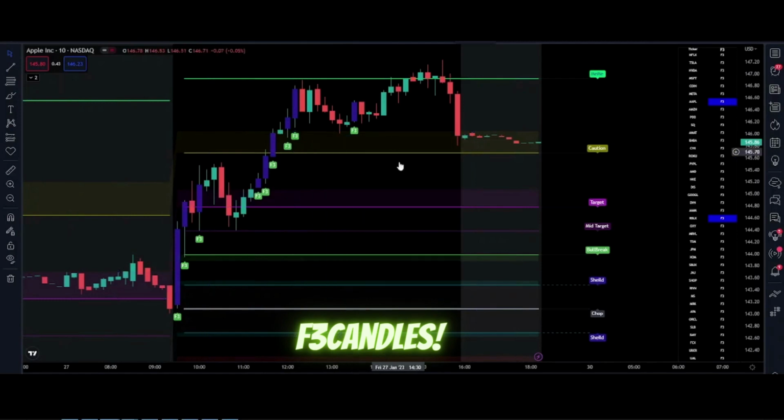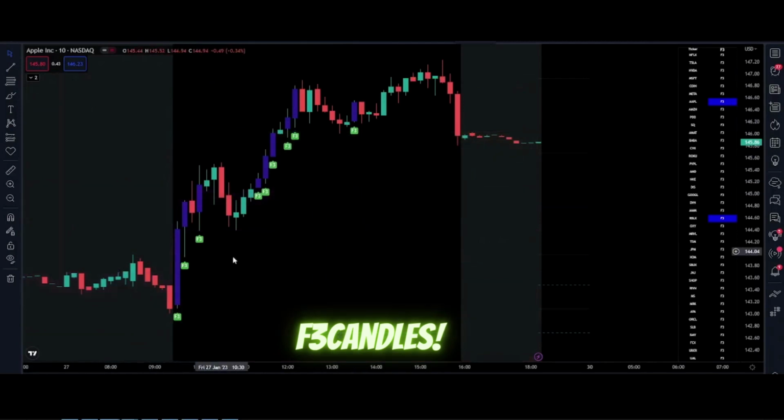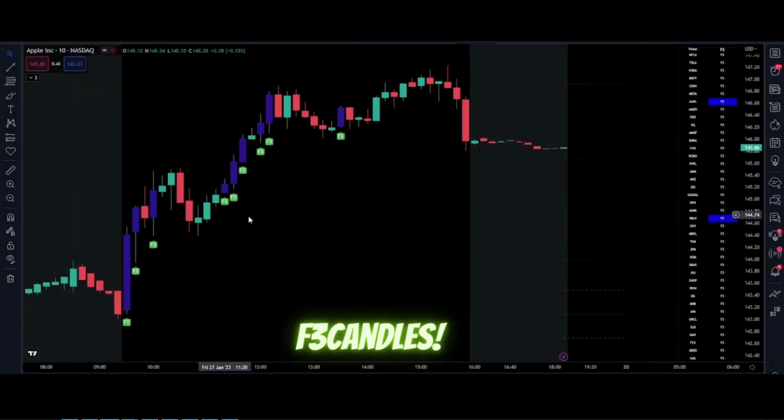F3 candles, which is going to be these candles here. They show up on your screen. Going to be blue candles. The blue candles represent strong bullish momentum, strong bullish candle, and the intention is that the trade will continue to the upside when one of these candles fires.